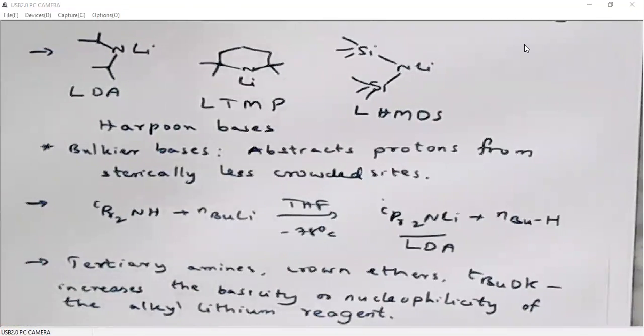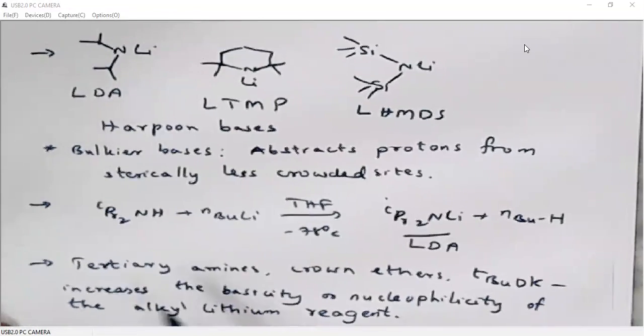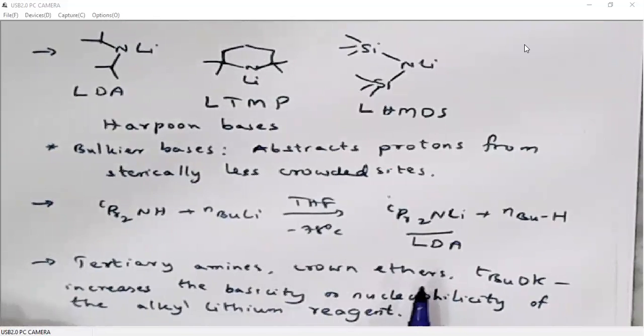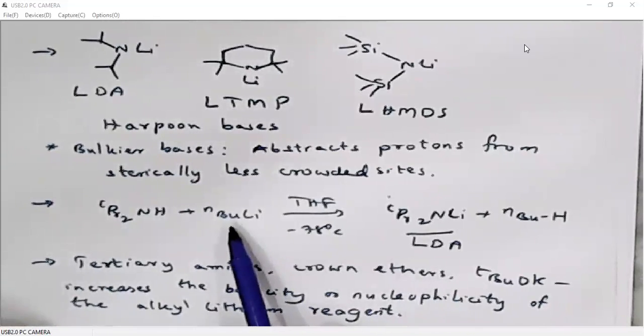So don't be confused whenever we use an alkyl lithium and a tertiary amine, a crown ether, or potassium tertiary butoxide. Don't wonder why we are using an alkali as well as an alkyl lithium reagent. Because to increase the reactivity, we generally use tertiary amines, crown ethers or potassium tertiary butoxide along with alkyl lithium reagents.